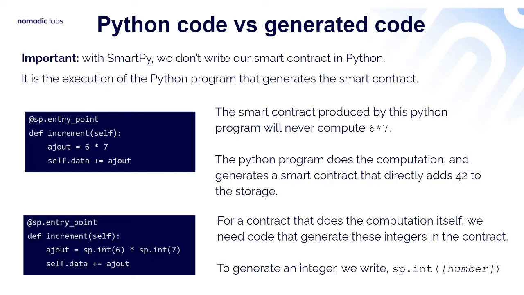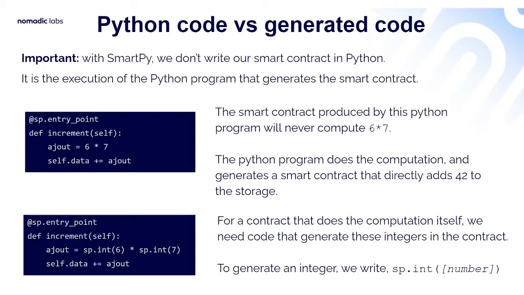So SmartPy is based on Python, but one thing we really need to keep in mind when we write smart contracts using SmartPy is that SmartPy is a library, but we're not writing our smart contract in Python. What we are doing is generating a smart contract. When we run the Python program, this program generates a smart contract. And the fact that we are generating a smart contract has quite a few implications in how we need to think when we write our program.